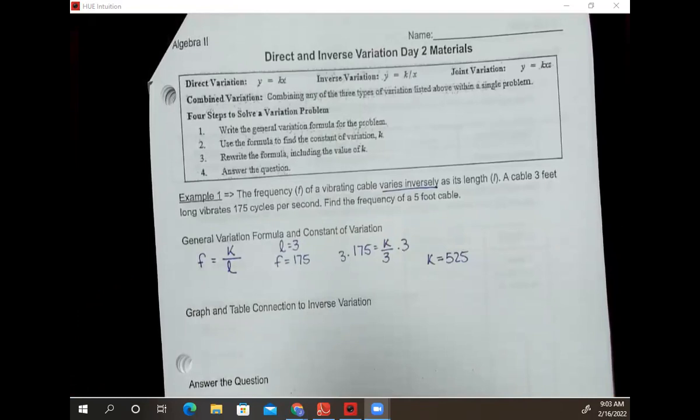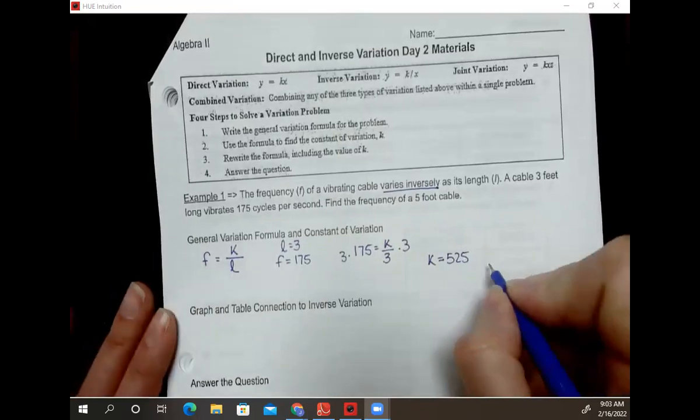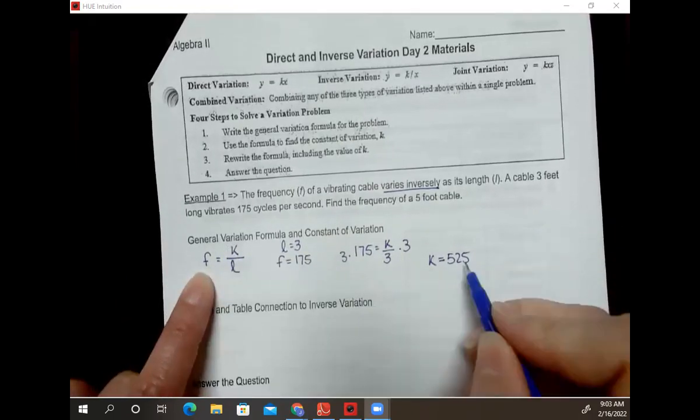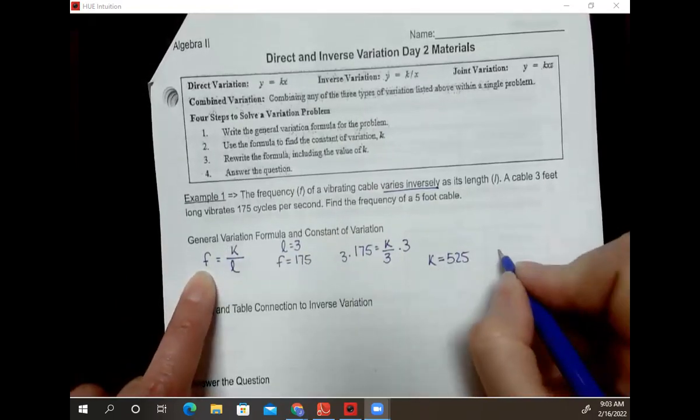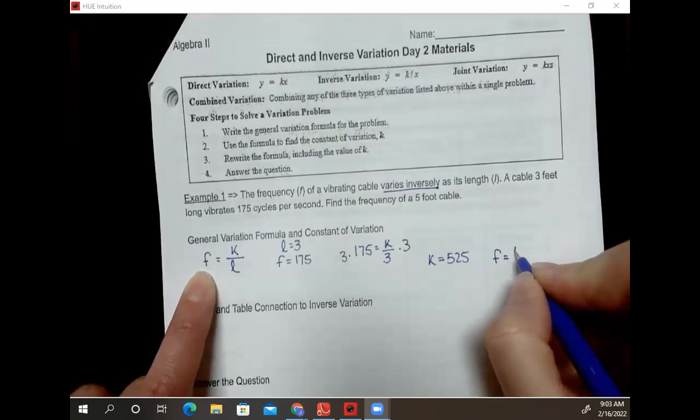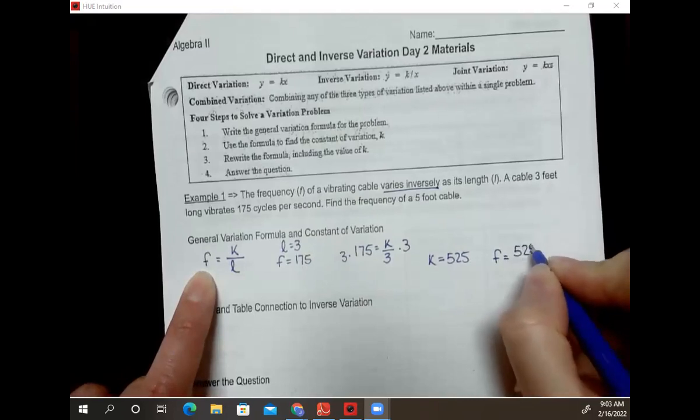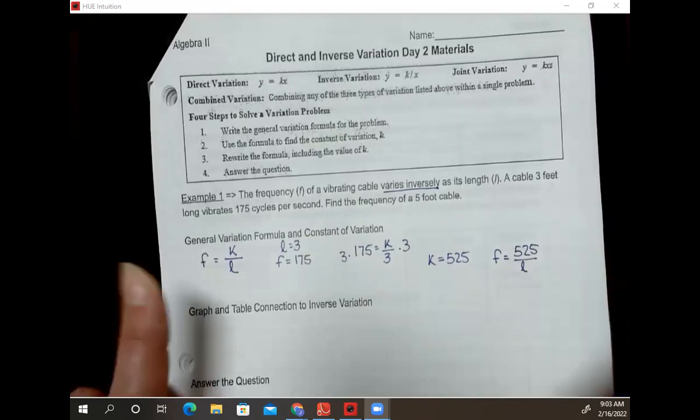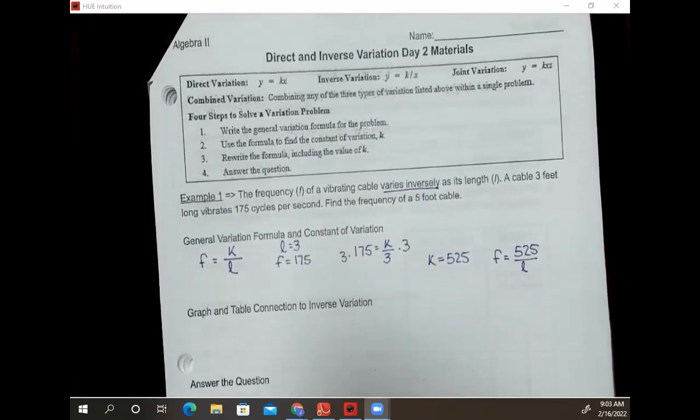And then right at the very end here, I'm going to give my little formula with my K value plugged in. So F equals 525 over L. I can use that now for any other bits of information I want to figure out. I mentioned a minute ago that we could almost think of this like a point if we thought of this as a function to graph.